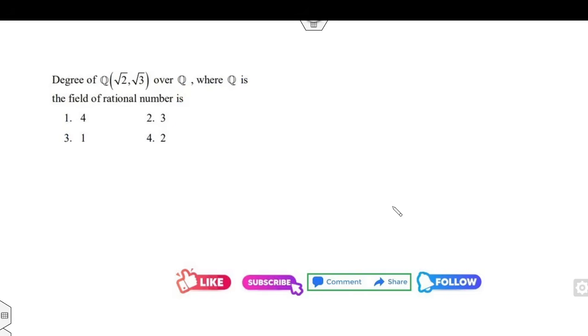Now look at this one. Can you find the degree of root 2, root 3 over Q? So what is the degree of this? Square roots are written how many times? 2 times. Both are distinct primes, and because there is no number written, there is nothing to divide by. So 4 is the right answer.